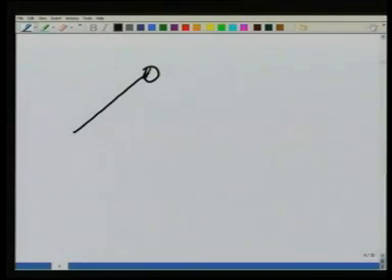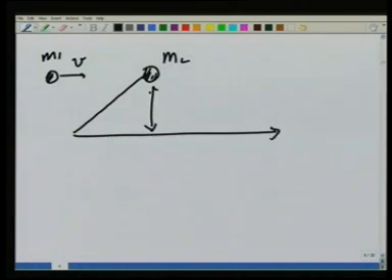So, the system I have is this: mass m2, mass m1 coming in with speed v. Let this distance from the x axis be a and let the length of the rod be b. Remember, it is very important that I specify the point O, because angular momentum and torque are origin dependent quantities. So, it is only about point O that the angular momentum is conserved.